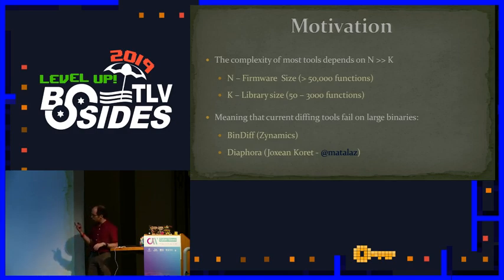When I used Diaphora in one project, the DB rose to roughly 3 gigabytes, and then the program crashed. And when I used BinDiff, it took 3 hours, and it found nothing. We want something that takes into account the size of the firmware and the size of the library we want to find. And hopefully, the complexity will be dependent on K rather than on N.